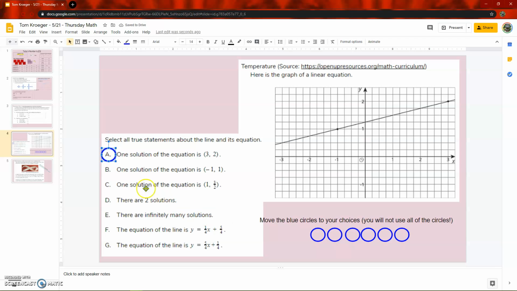Okay? Likewise, if you think B or C or D or E or F or G are true, you would take a circle for each one you think is true and put it on there. Not all of them are true. And so that means you will not use all the circles. Right? So make sure you read that carefully. Think about that. Take your best guess, too, if you don't know.